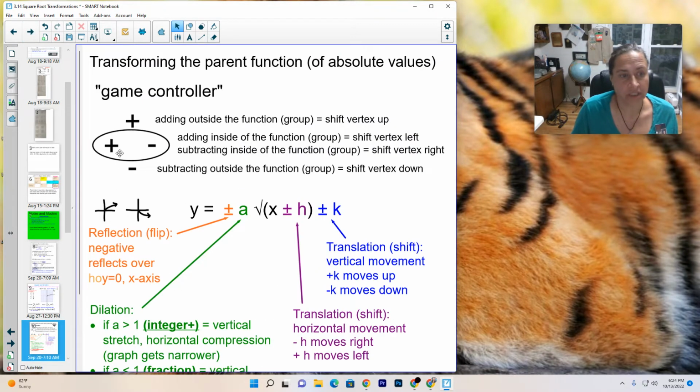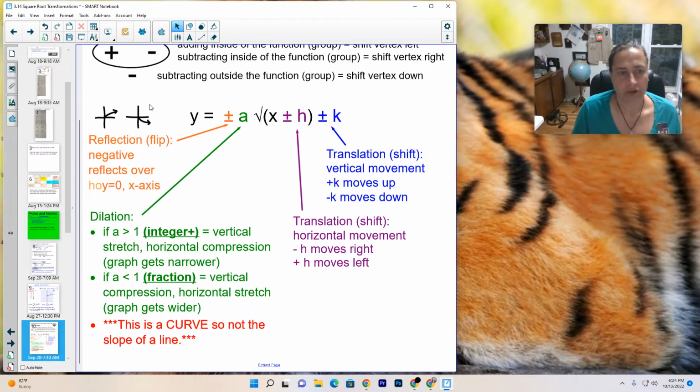Remember, the game controller may help you visualize. If outside the function I have a positive, it moves up, and a negative, it moves down. Inside the grouping symbol, if it's positive, it moves left, and if it's negative, it moves right. Then we have the vertex form.